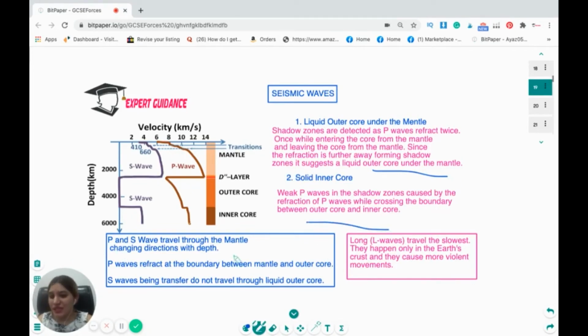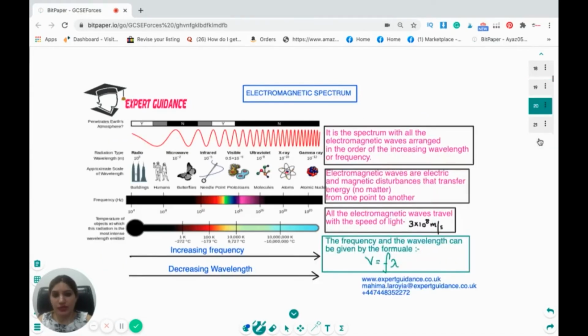The P and S waves travel through the mantle, changing direction and depth. P waves refract at the boundary between mantle and outer core. The S waves, being transverse, do not travel through the liquid outer core. The long L waves travel the slowest. They happen only in the earth's crust, and they cause violent movements. Okay, so I hope the seismic waves are clear to you, and what observations they give us about the structure of the earth should be clear to you.